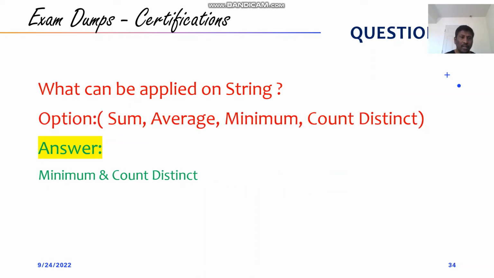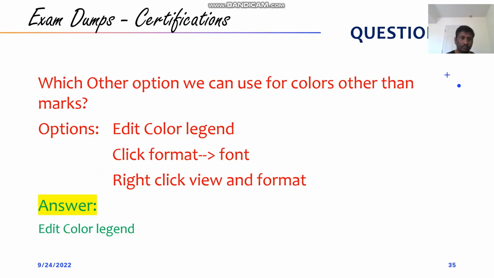What can be applied on a string? Minimum and count distinct. The options are sum, average, minimum and count distinct, and the right option is minimum and count distinct. Which other option can we use for colors other than marks? The options: edit color legend, format and font, right click view and format. The right option is edit color legend.